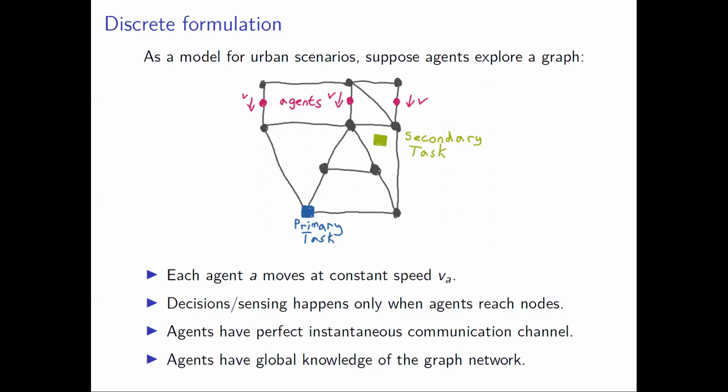We're assuming agents have perfect instantaneous communication. There's no problems with the channel. Of course, that's not realistic, but it's a starting point. And the other key assumption is we are assuming in what we've done so far that the agents have global knowledge of the graph that they're traversing.